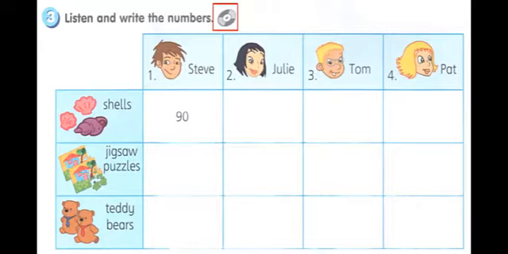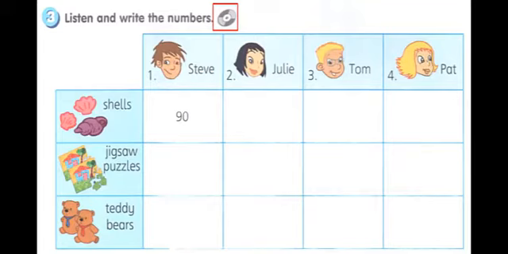3. What about you, Tom? How many shells have you got? I have got 100 shells. Wow! 100 shells? What about jigsaw puzzles? I have got 50 jigsaw puzzles. How many teddy bears have you got? I have got 70 teddy bears.